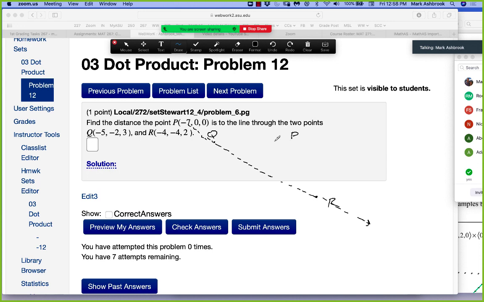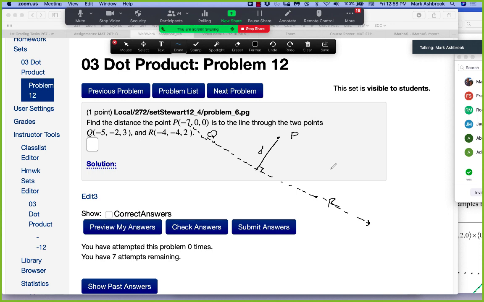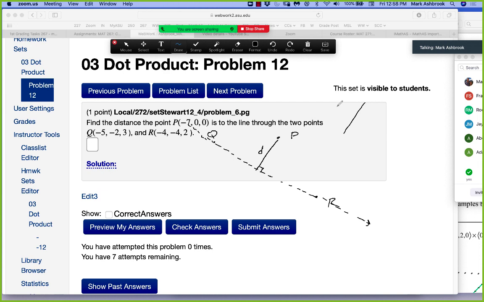And then we want what? So the distance is going to be the perpendicular distance. The closest route to get from P to the line will be the distance. And so we want that right there. Thinking about the tools that we have, we've never done a problem like this. It's not telling you what to use. So notice that D is perpendicular to this line QR. So it looks like we're creating what? A new frame of reference.